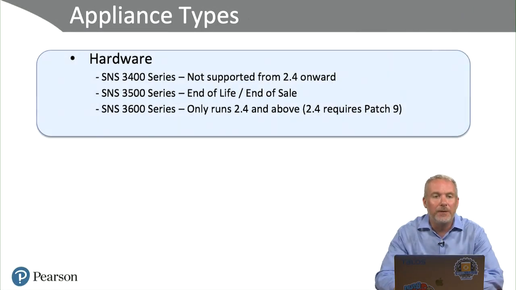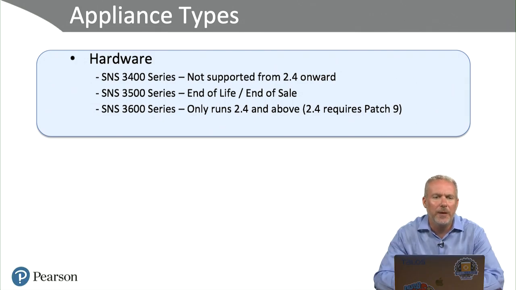If we look at the hardware that's available out there, we've basically got three models that you guys will probably see out in the environment. The 3400 series are legacy. They should be phased out. You may still see a handful of these out there, but if you see these in an environment, these should be phased out. The 3500s are the mainstream, right? They're what you're going to see the most of out there. They are end of life and end of sale, but you're still going to see them out there as those are what's primarily deployed in most of the environments today.